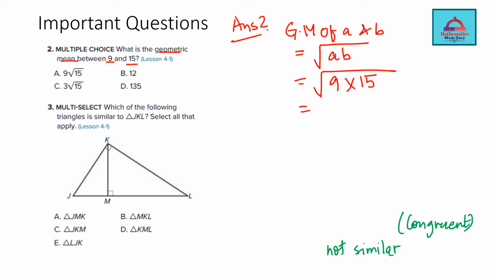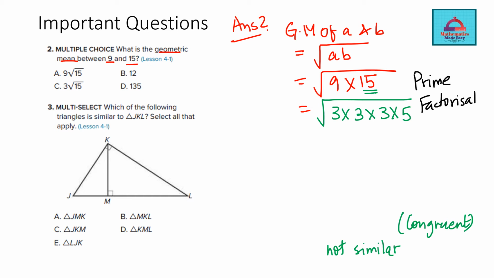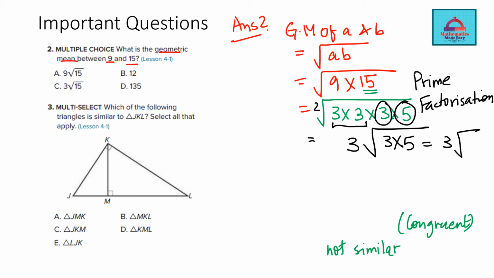Now, because I am not using a calculator, I have to use prime factorization. We know 9 can be written as 3 multiplied by 3, and 15 can be written as 3 multiplied by 5. So you have written the numbers 9 and 15 as products of prime numbers. Because it is a square root, the 3s in a pair can be taken out, and 3 and 5 don't have pairs. These are unpaired numbers, so they will stay inside the square root and the number 3 will come out. So this is 3 square root of 15. So your answer is going to be 3√15.